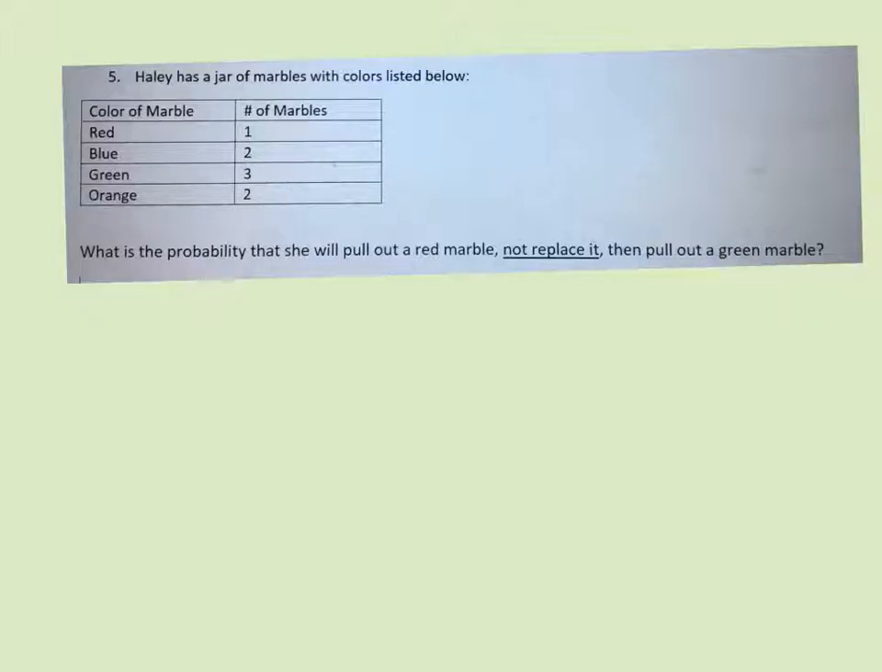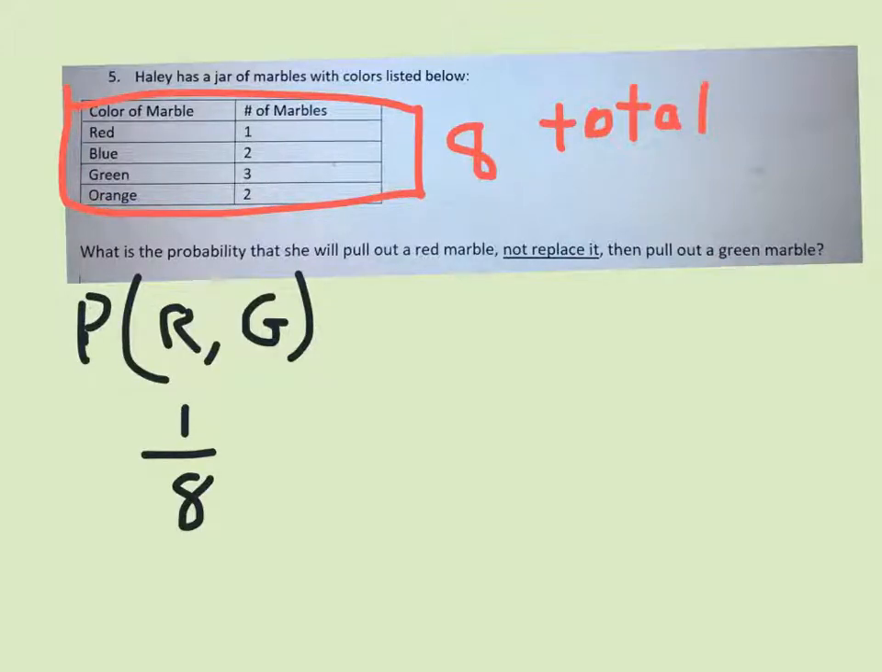All right, so see if you can try number 5 on your own too. And you can actually just use this chart as the jar, but make sure you put your total on the outside. All right, so last problem. So I have my jar of marbles, and there are 8 total. What's the probability of picking a red marble and not replacing it, and then pulling out a green?